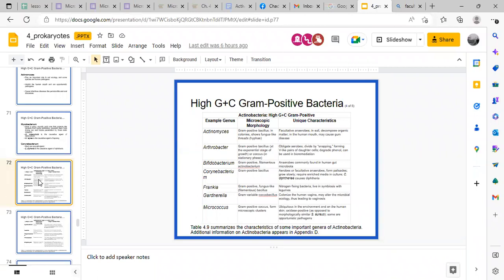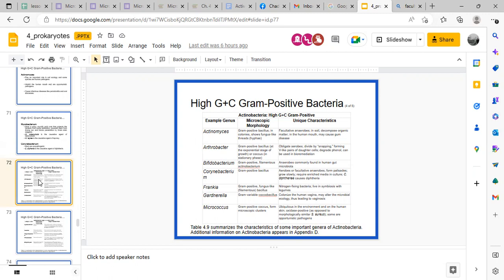Another genus is Arthrobacter. They divide by snapping. These are obligate aerobes. They are able to help in bioremediation by degrading phenol, which is a benzene ring with an OH attached to the ring. That's important in bioremediation since phenol is a toxic chemical.